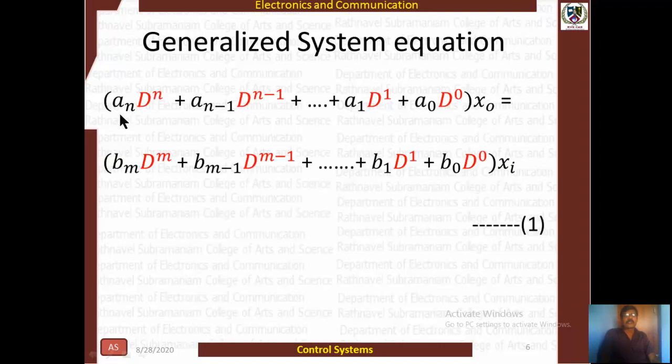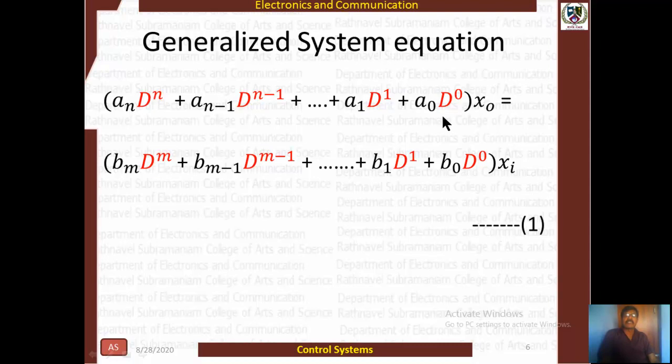It is an d^n plus an minus 1 d^(n minus 1) plus and so on plus a1 d^1 plus a0 d^0 of x0. X0 is an output quantity. It is an output side equation. bm d^m plus bm minus 1 d^(m minus 1) plus and so on plus b1 d^1 plus b0 d^0 of xi. It's an input side equation.